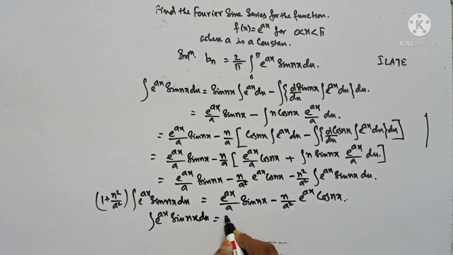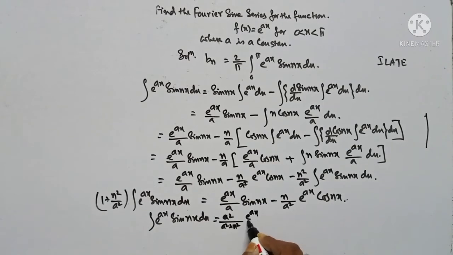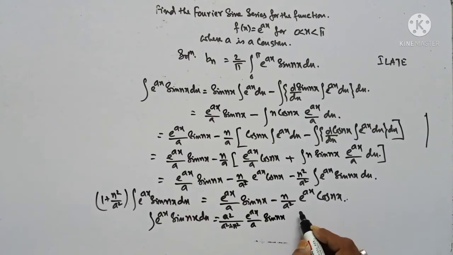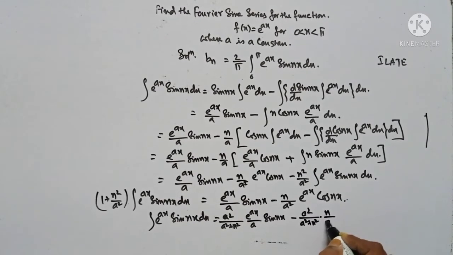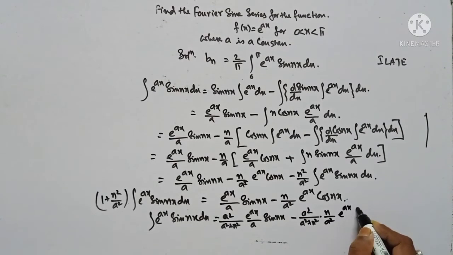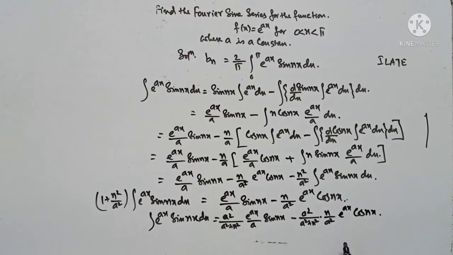So the integral of e to the power of ax sine nx dx will be a square by a square plus n square, times e to the power of ax by a sine nx, minus a square by a square plus n square, times n by a square e to the power of ax cos nx. So this is the result I have got.